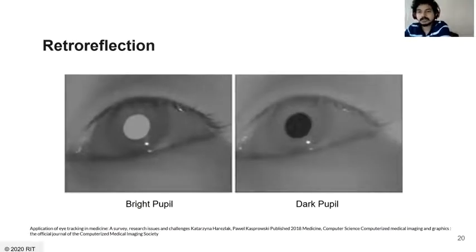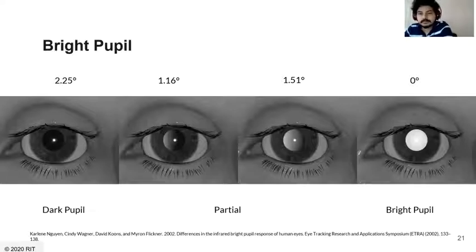Some eye tracking methodologies depend on a bright pupil for pupil detection. The bright pupil response occurs when the light source is within 2.25 degrees of angular separation from the emerging optical axis. This shows the bright pupil effect at varying degrees of angular separation between the emerging optical axis and the light source.